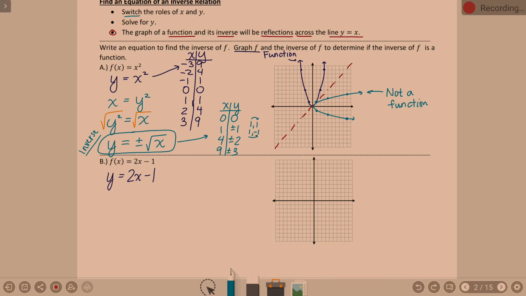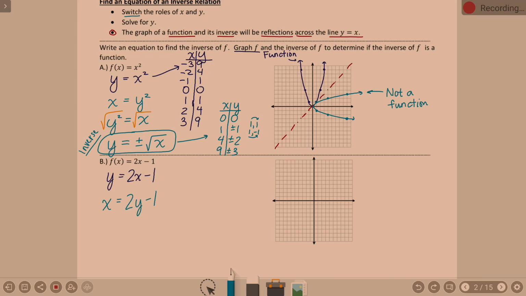Okay, how do I find the inverse? Take x and y and flip them. So instead of y equals, I'm going to write x equals. Instead of 2x minus 1, I'm going to write 2y minus 1. Okay? So there's the inverse. Now, we've got to solve that.